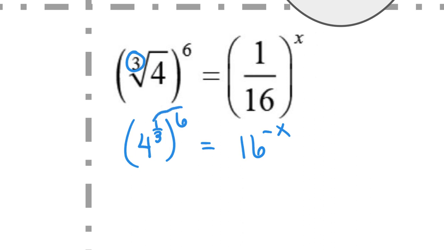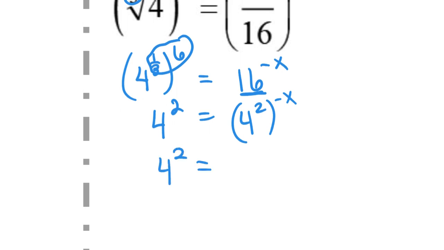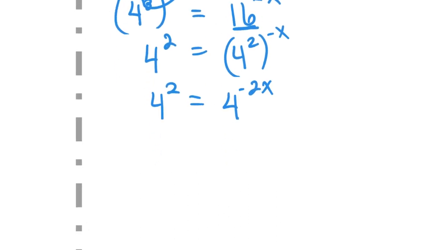Okay, so do you see how I can multiply these two and get what? 2. Okay. What do I need to do with this? Dumb it down. Okay, and I'm going to make that dumber by doing what? 4 divided by 4. So then I got 4 squared equals 4 to the negative 2x. Okay. And then dumb it down. Like 2 equals negative 2x. And then it's negative 1. Very good.